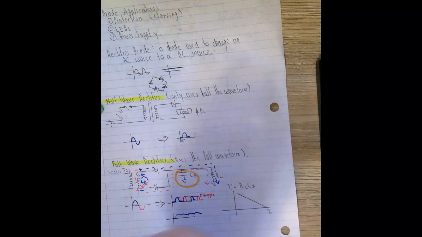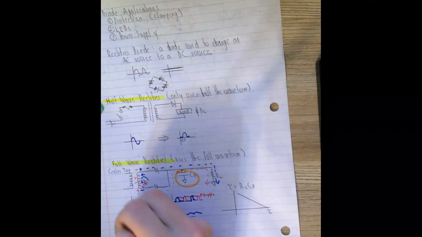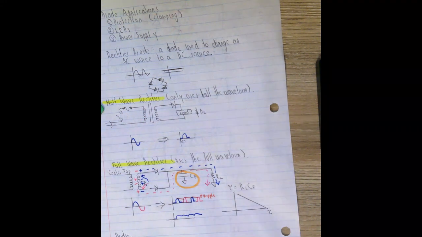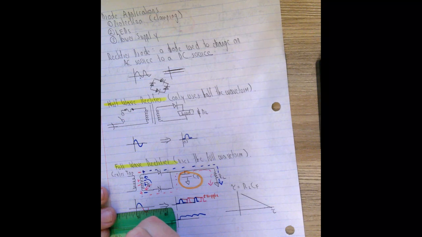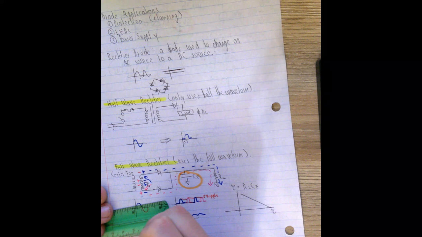Okay, now we're going to talk about the bridge rectifier, because that was the center tap transformer configuration. This is the bridge configuration. And so the bridge configuration is going to look like this.